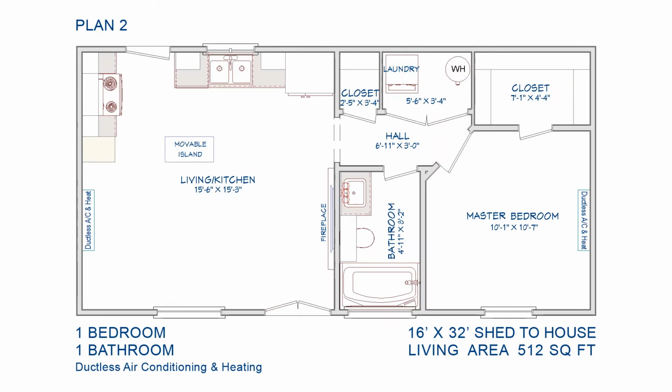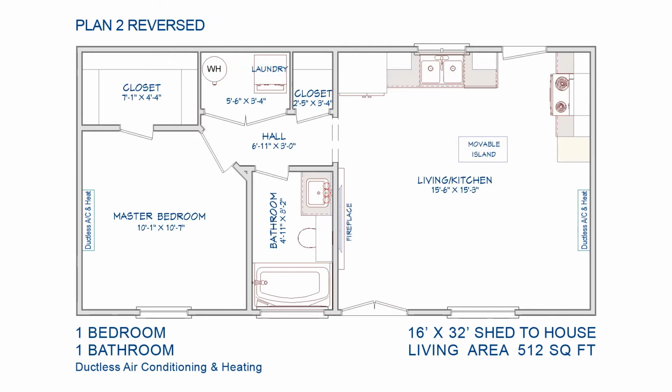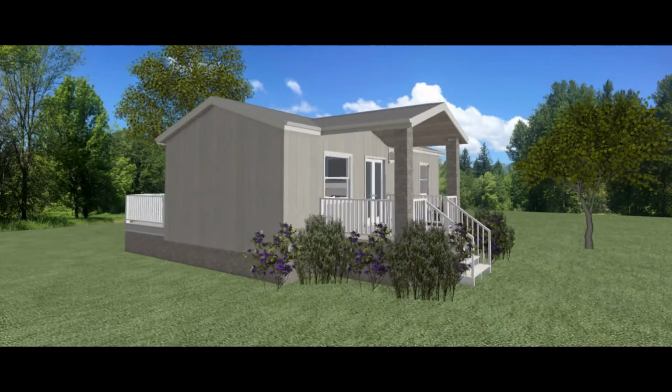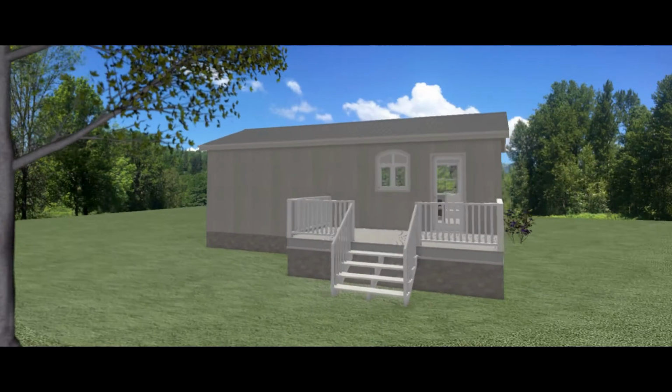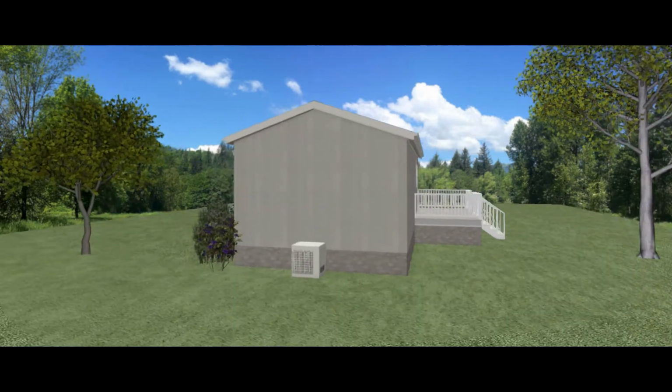The second floor plan is exactly the same as floor plan 1, except it has a ductless air conditioning and heating system instead of a conventional system. Here is the same floor plan 2 reversed. Here are some pictures and videos for floor plans 1 and 2.